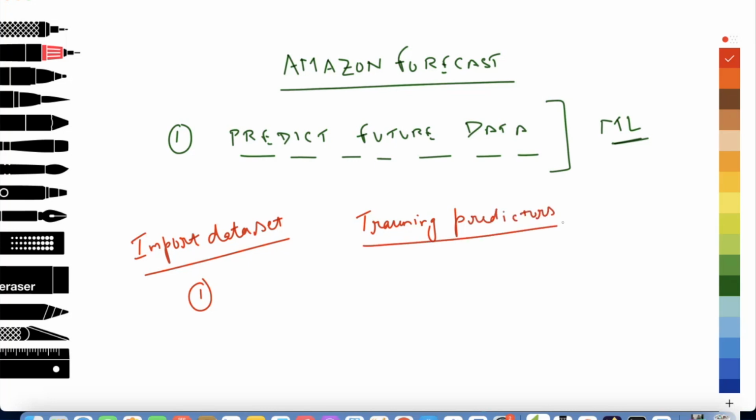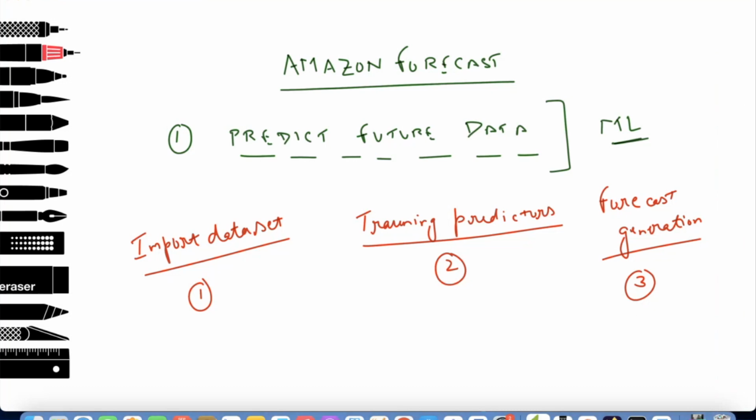This is the second step. It means you are building your model. Simple. And then finally, what you do is forecast generation. Everything will be live on your AWS console. And this is forecast generation. And then you learn from it or you check the things from it and do whatever you wanted to do.